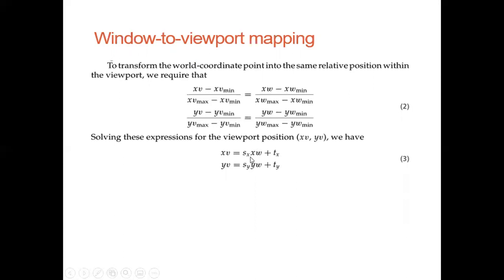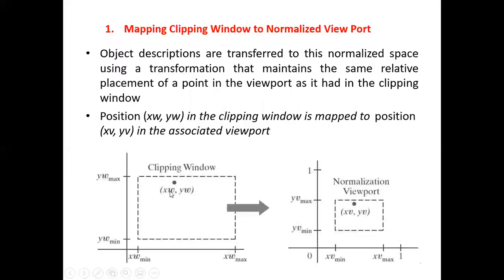So those values we replace with two variables, which are sx and tx, right? Why are we taking scaling and translation? Because whenever I'm mapping window to viewport, it is actually scaling. That means I am reducing the shape of the window, from larger to smaller. Reducing the size of the window means scaling.